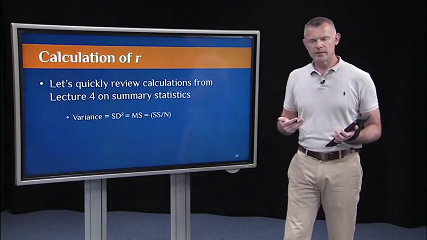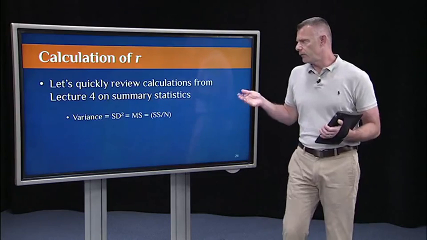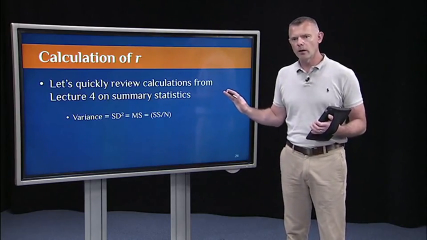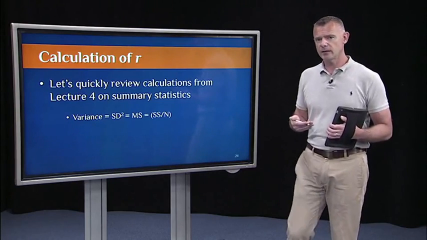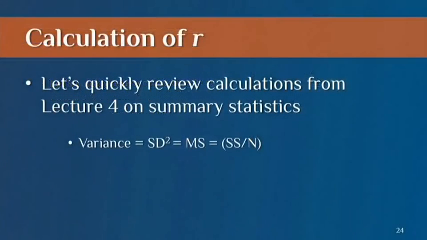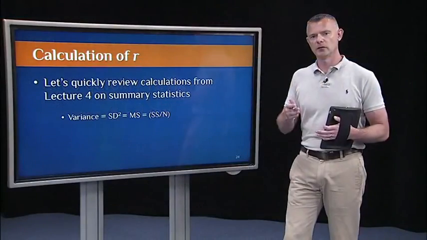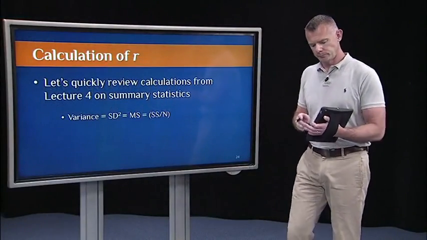To illustrate this, it's actually really easy if you followed along in Lecture 4 and the calculation of summary statistics, particularly the calculation of variance. So remember, variance is equal to standard deviation squared. Another way that we write that is mean squares, because it's the sum of squares over n, or the average sum of squares. Mean squares is variance. It's also standard deviation squared.